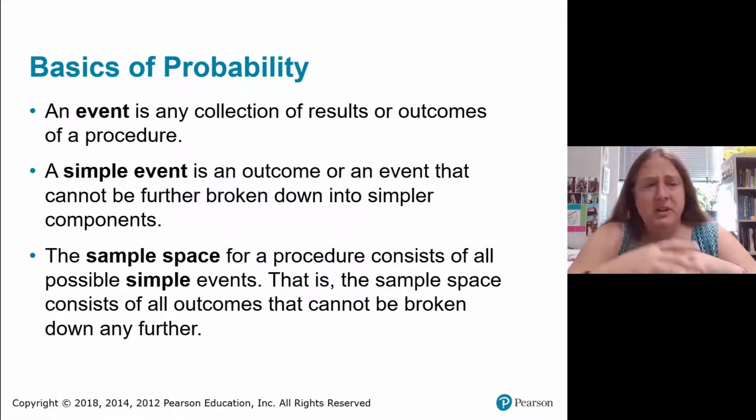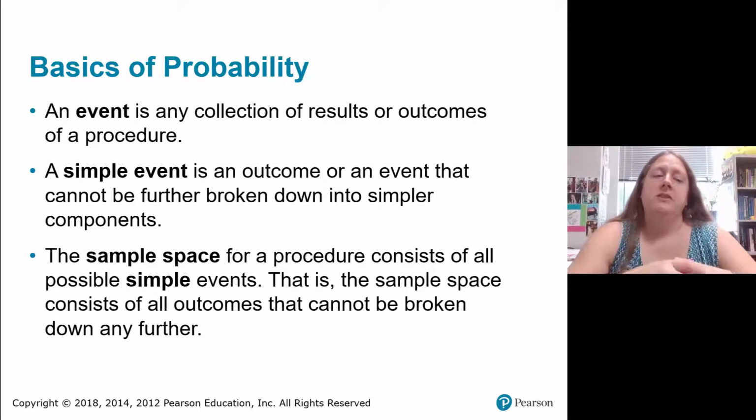So we have a little bit of vocabulary to knock out to start us off. The first idea is that of an event. An event is a collection of results or outcomes of a procedure. So the procedure could be something like flipping a coin, where we might have heads or tails as the possible results. So the event is those results. So we have the event of flipping a coin and getting heads. All right, heads is the event. That is actually also considered a simple event.